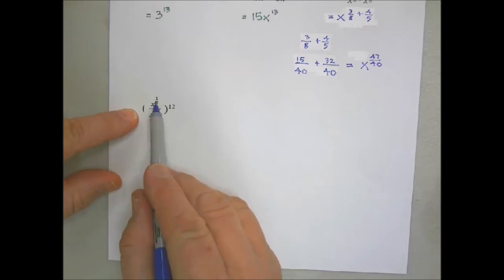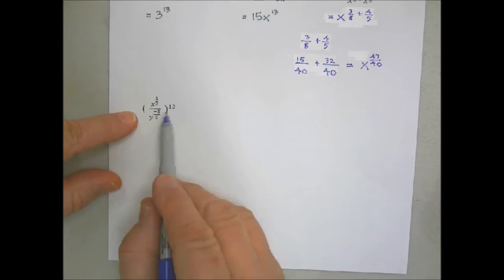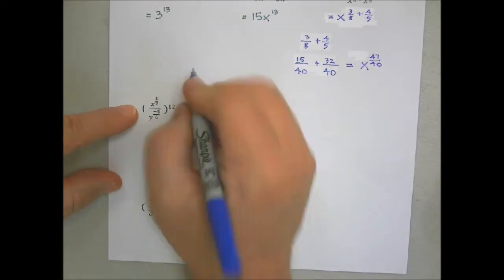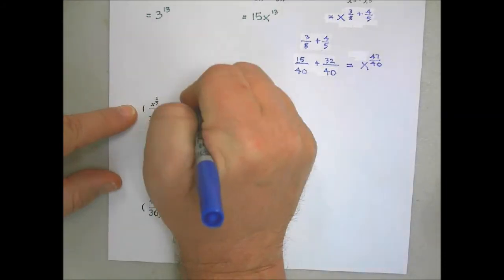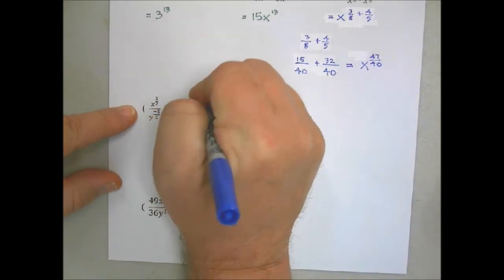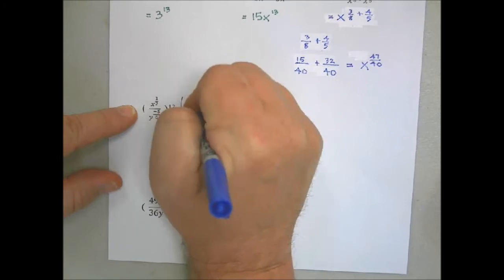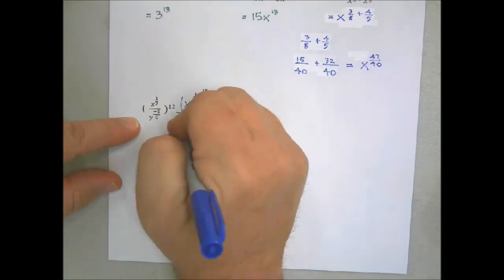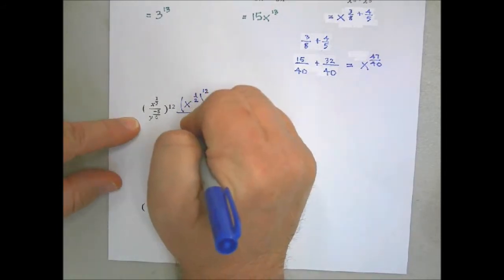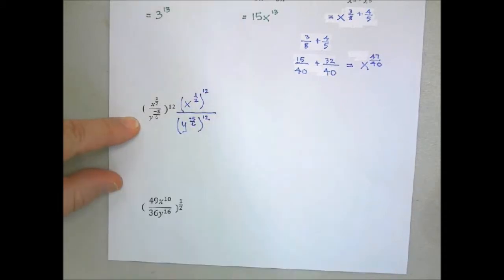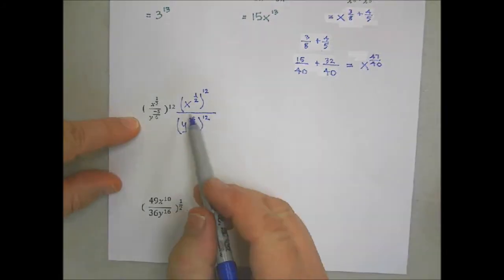The numerator and the denominator, because of the placement of the fractions, the parentheses, the entire fraction is being raised to the 12th. So what I'm going to do is give the 12th power to each of these. So this would be x to the 1/2 raised to the 12th over y to the -5/6 raised to the 12th.